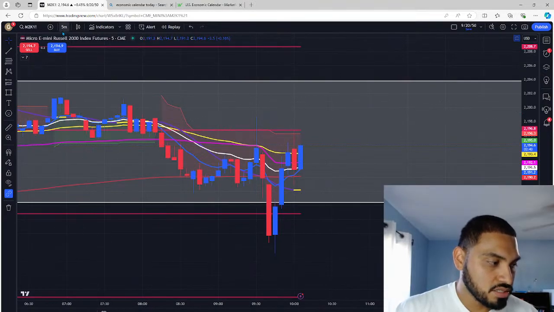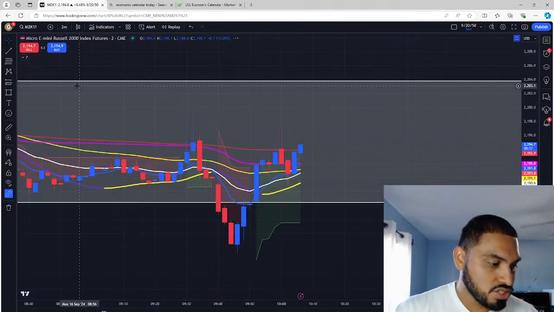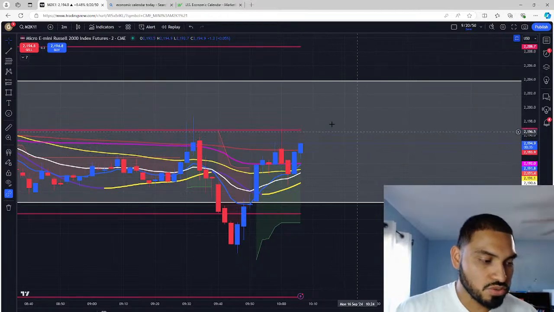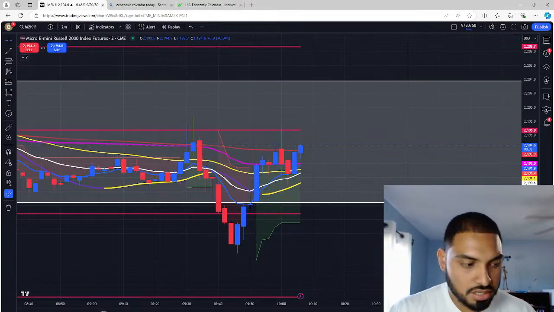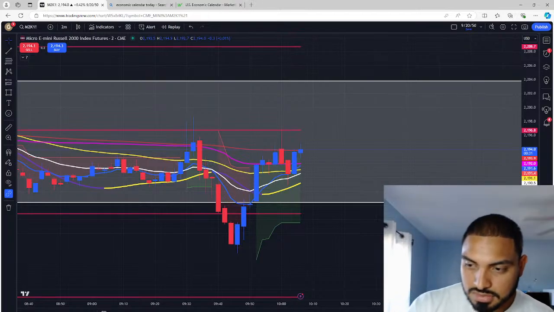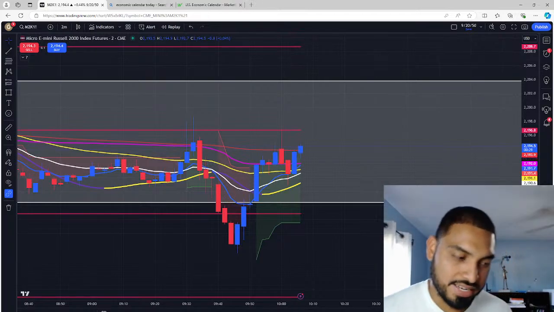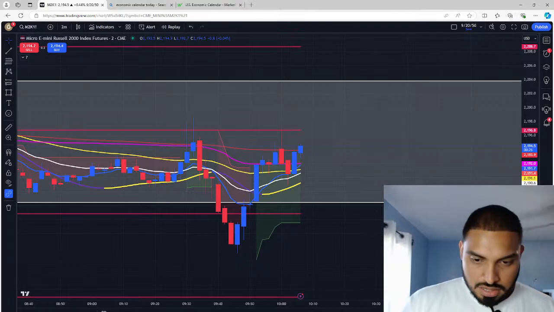So bias is turning to the upside. We have a break of the 200. We have that here. Okay. VWAP on MNQ holding firm. Yeah, I saw that. Okay.